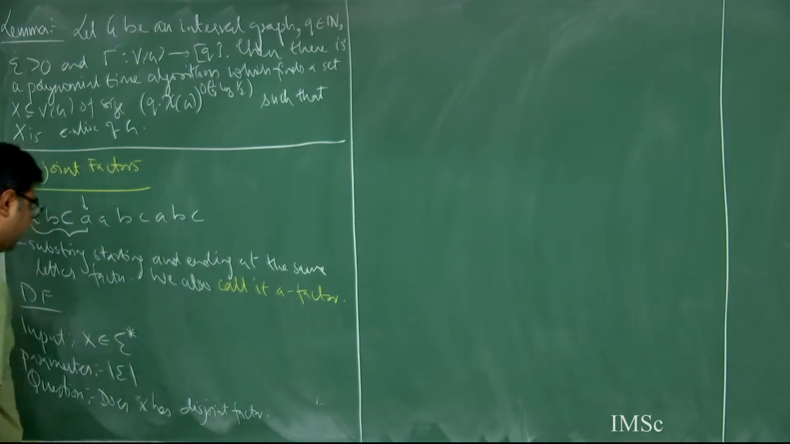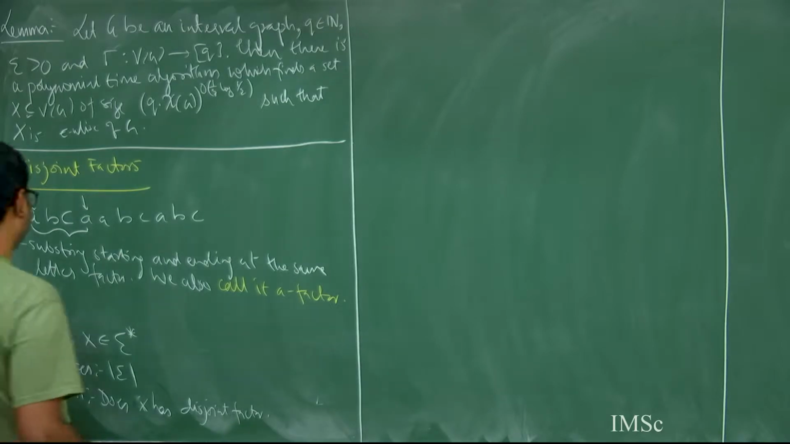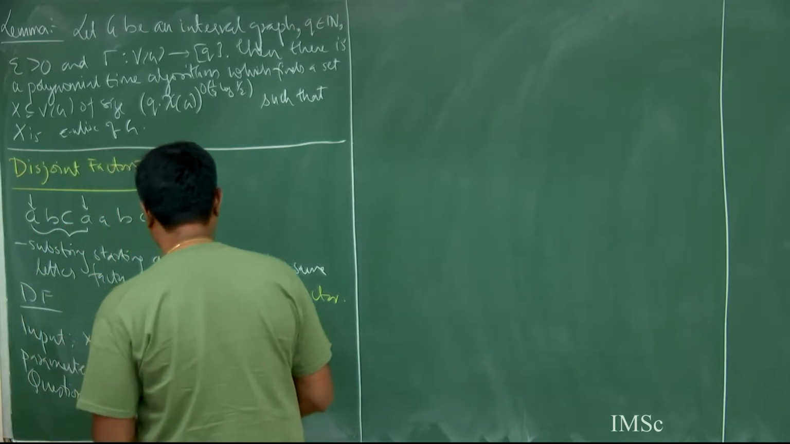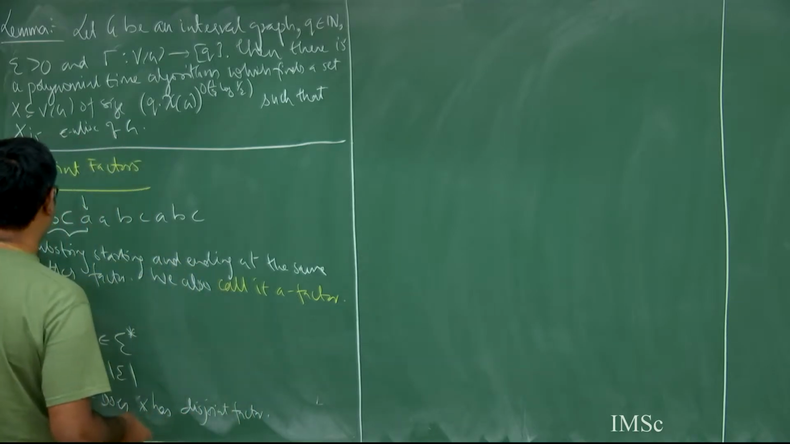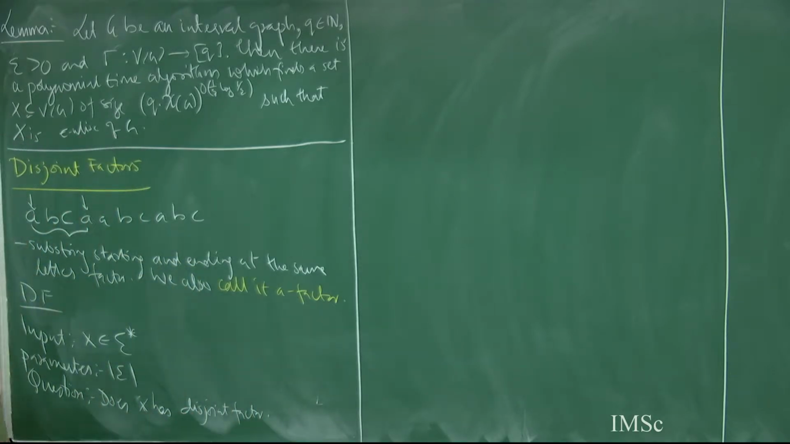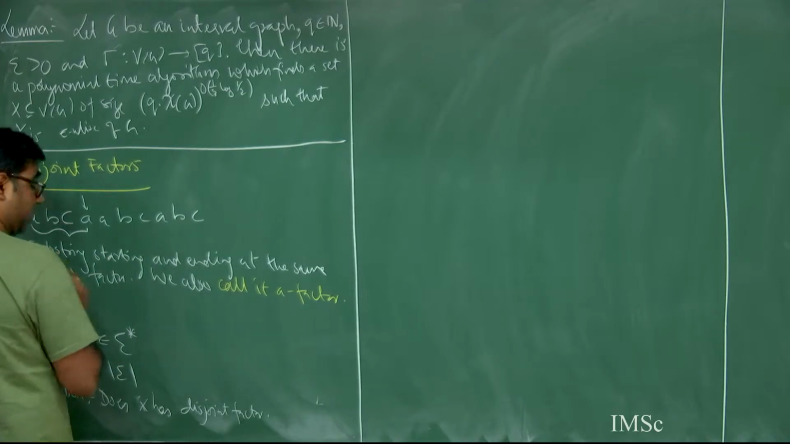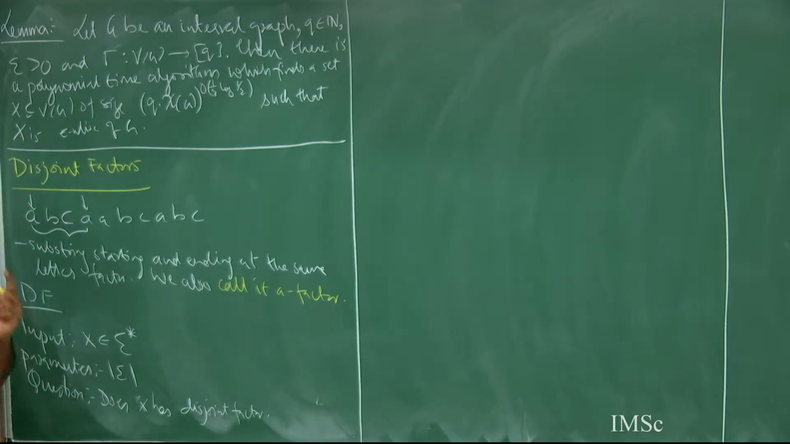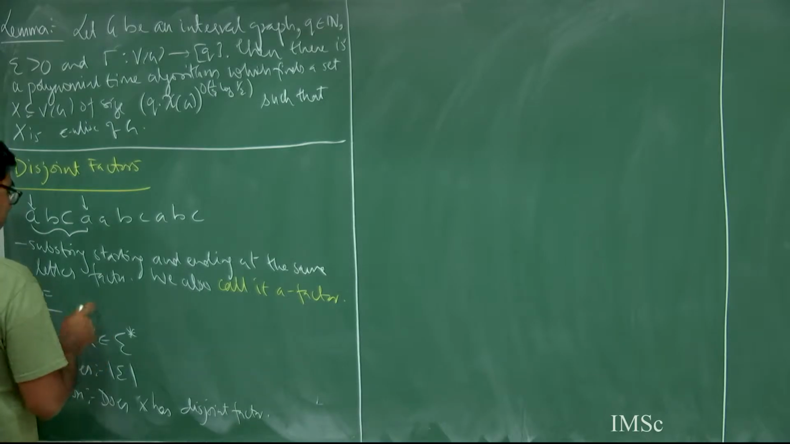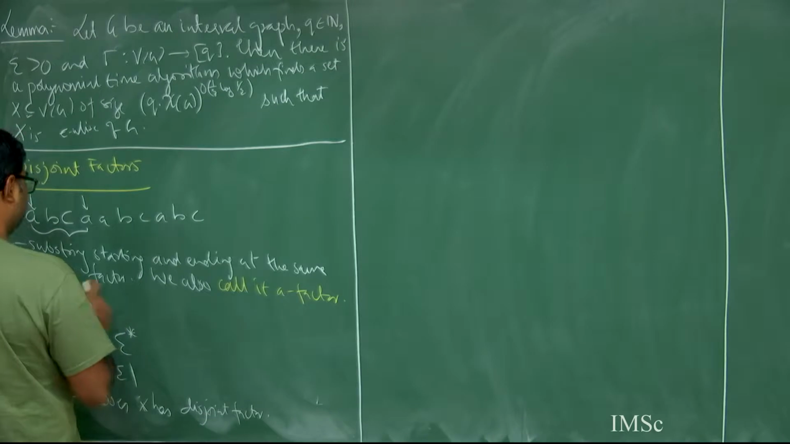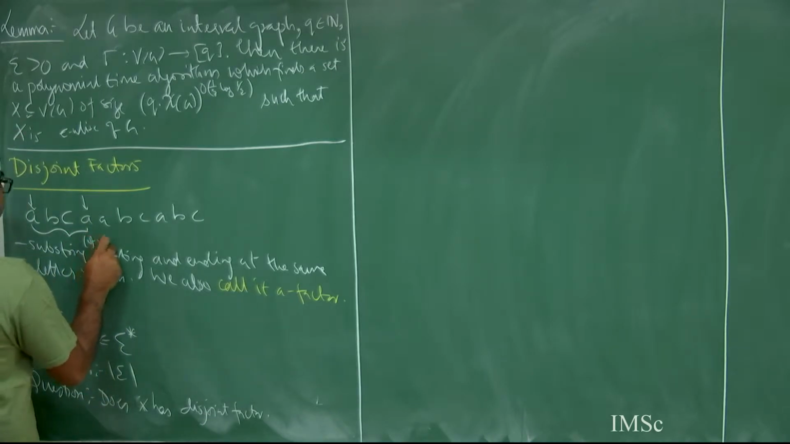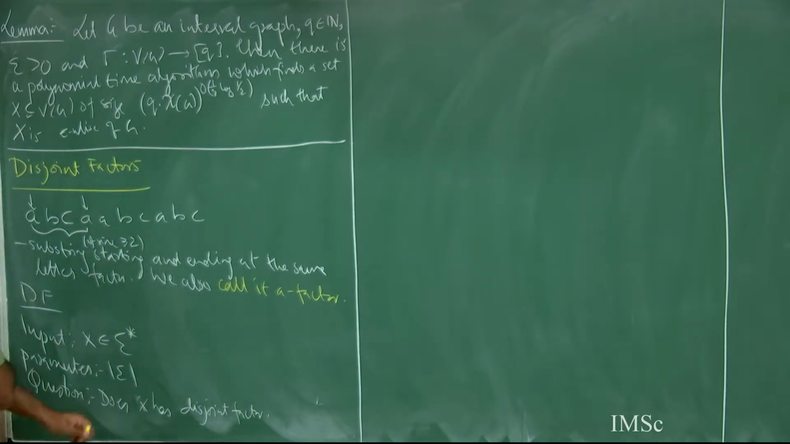So what basically they wanted is the following. A factor starts and ends at the same letter, and it is non-trivial in the sense that with a one-letter substring, that is not a factor. So by definition a factor is a substring starting and ending at the same letter, of size greater or equal to 2.